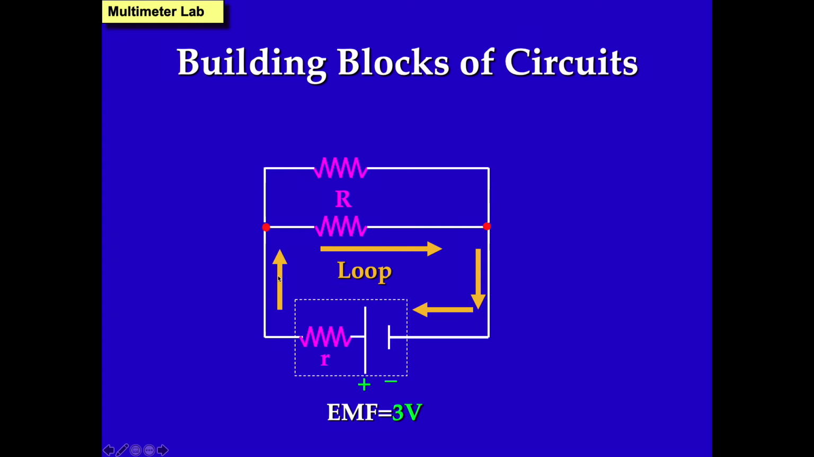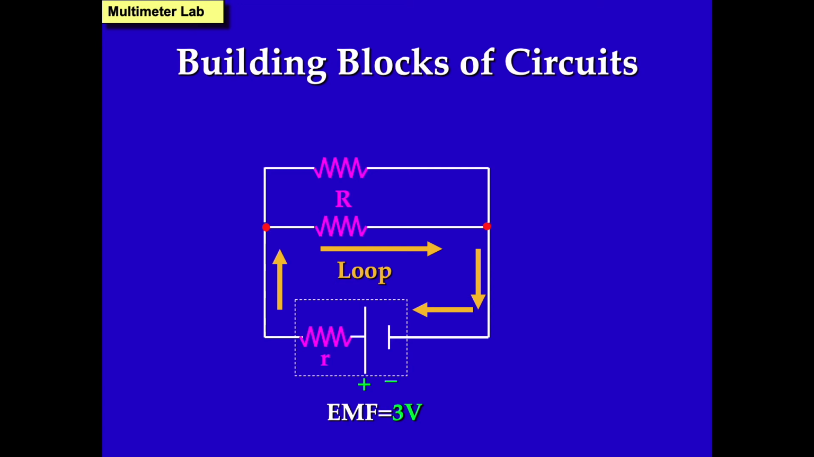Some terminology, this closed path that you see in your circuit is called a loop. This circuit has 3 loops in it. Can you see them all? 1, 2, and then the big outside one.